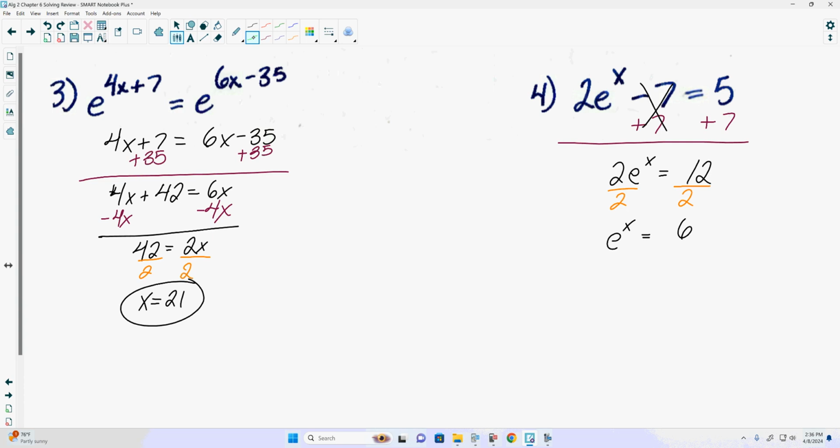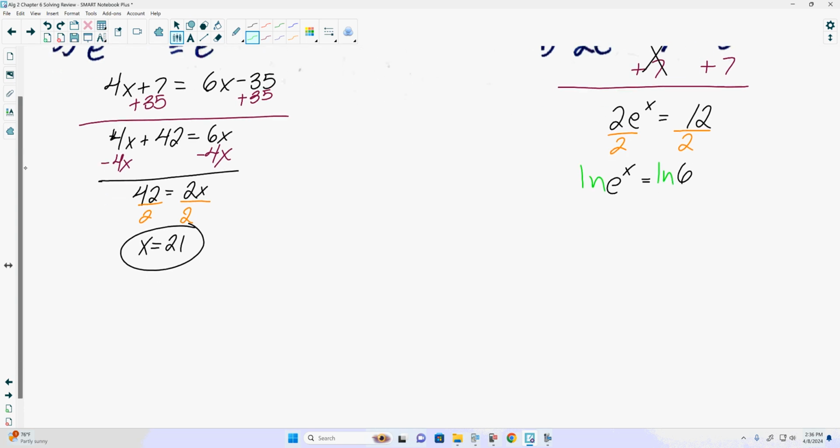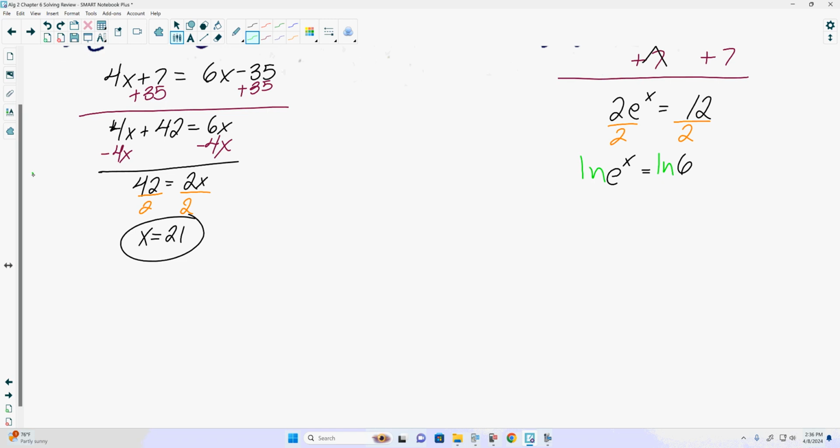We do need to apply something to get the x out of the exponent, and what we would apply is the natural log. As we apply a logarithm to get the variable out of the exponent, and specifically we're going to apply ln, because our natural log of e to the x is going to reduce to x is equal to the natural log of 6.